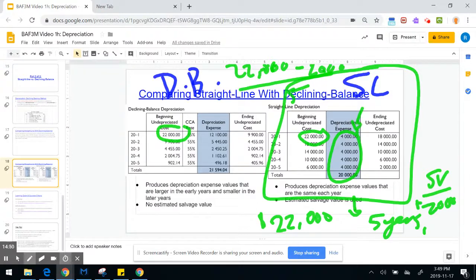That's why it depreciates by 4,000 each year. All right, and after each year, here's sort of the new value. As you can see, the new value, the carrying amount, goes down each year. All right, so that's what it would look like with straight line.